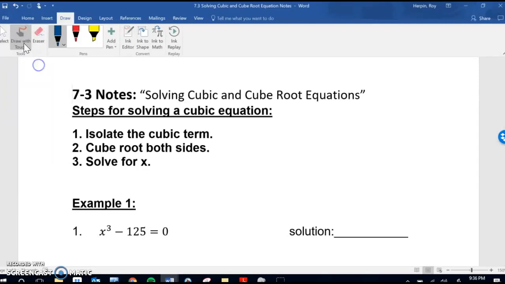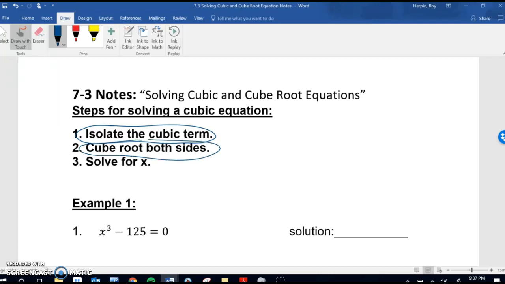Alright, so I'm going to try to be really quick with this so we can get through it. Solving these equations is extremely similar to what we did last unit. If you notice the steps, you have to isolate the term, so either the cube or the cube root term, get that by itself first.